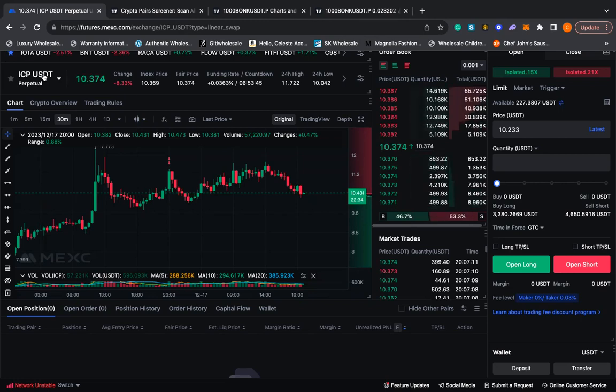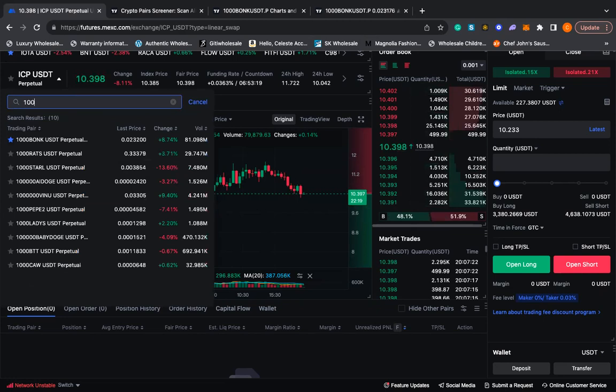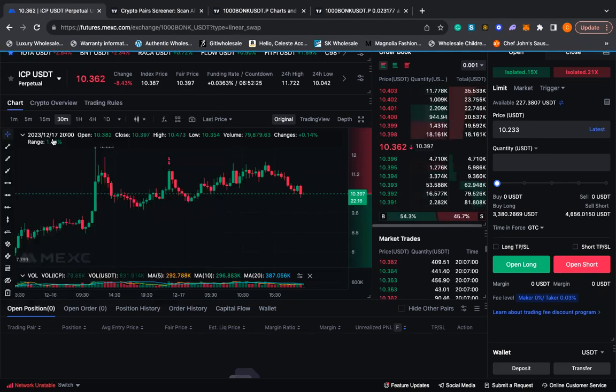I'm gonna go to 1,000 bunks. So we're talking about 1,000 bunks. They start to flip over.